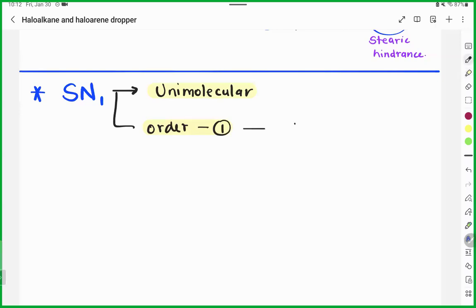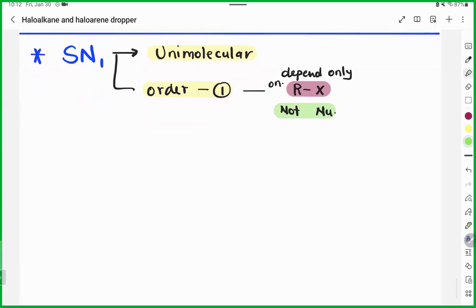Here, it depends only on the alkyl halide, not nucleophile. This is extremely important. Depends only on alkyl halide, not nucleophile. In this case, if you compare, then your solvent will be polar and protic. Protic means it will form ion.